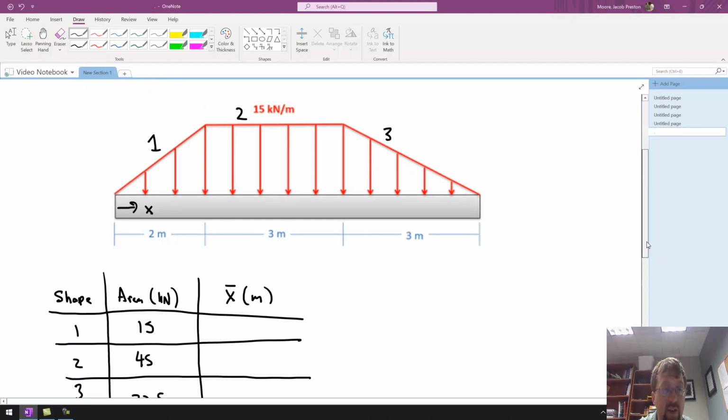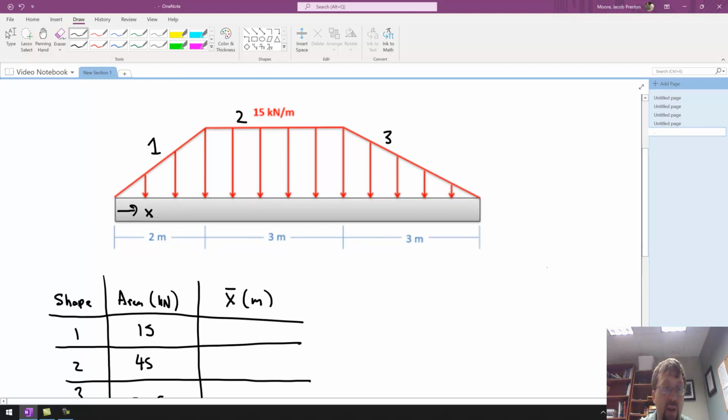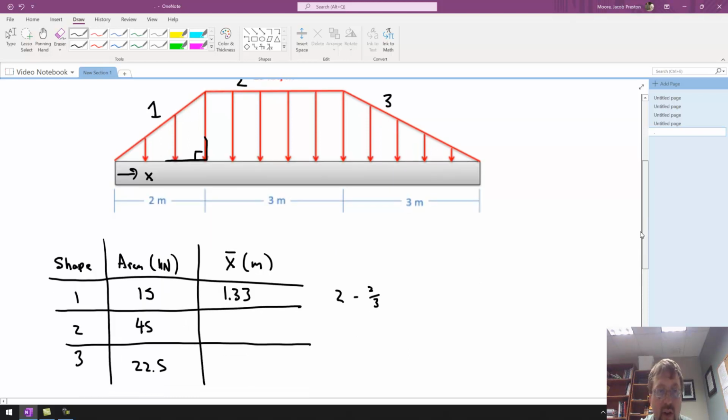Next, we need to find the centroid location of each of these three pieces. If we go to our tables, the centroid of a right triangle is 1/3 of the way out from the right angle side. This is my right angle over here, so 1/3 of the width. I'm going to go out 2 meters and then back 2/3 of a meter. So 2 minus 2/3 is 1.33 meters for that piece.